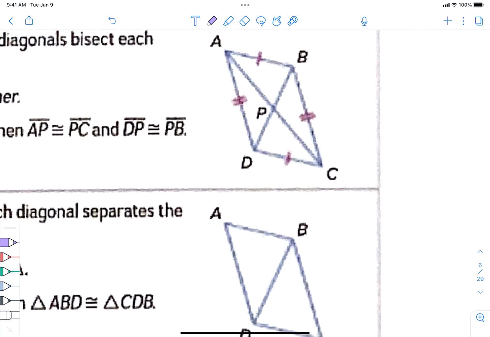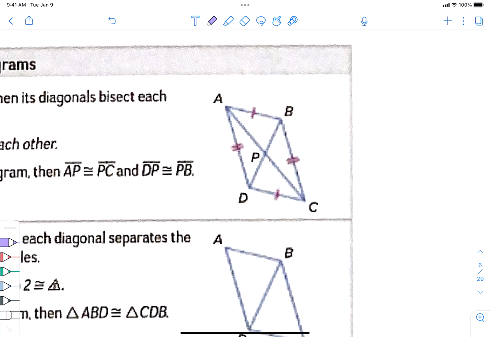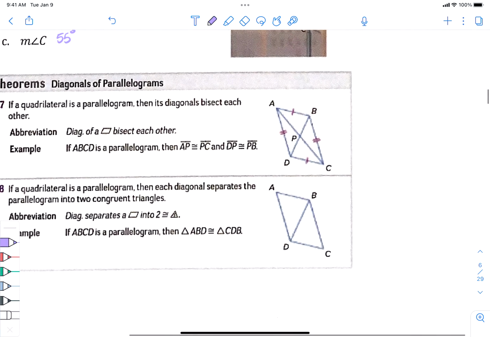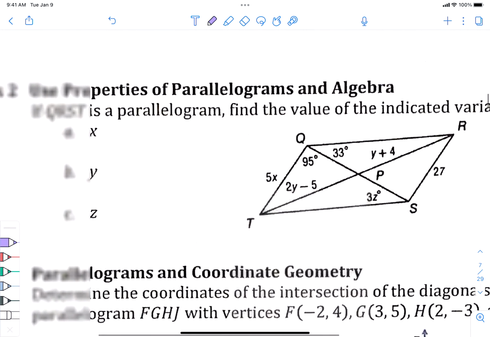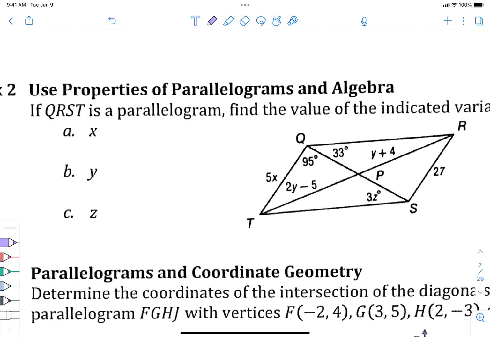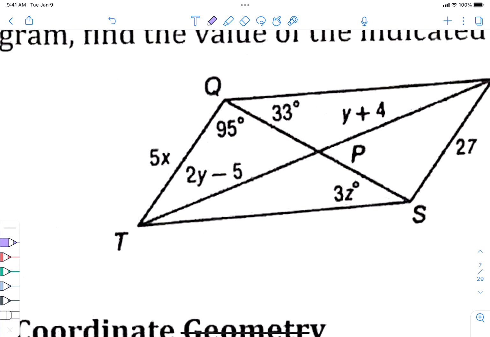Diagonals. Yeah, we're going to skip the proofs. Diagonals, we know they bisect each other. Let's go down to the next section. Let's go to the top of the second page, which is example 2. And here, this is as hard as it gets. They have us solve for some things, okay? They have us solve for x, y, z. We know that this is a parallelogram.